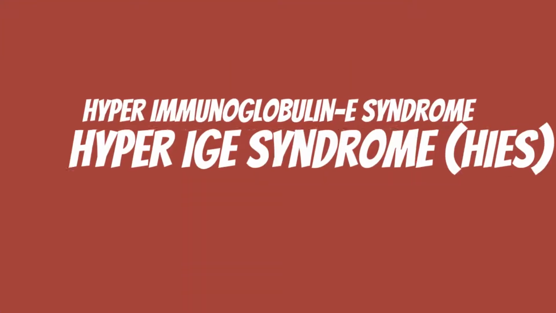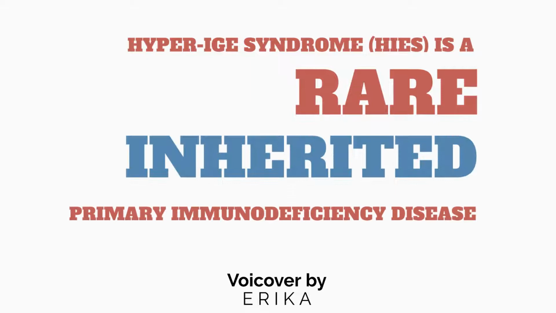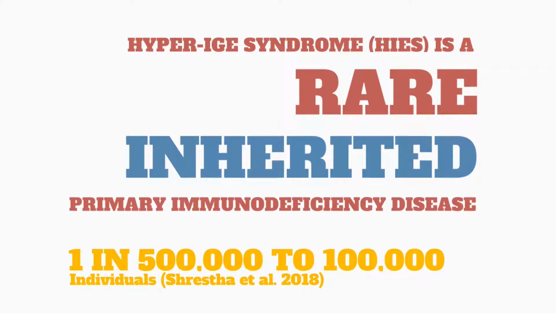Hello everyone, we are Group 8 and we are going to be talking about hyperimmunoglobulin E syndrome, HIES. Hyperimmunoglobulin E syndrome is a rare inherited primary immunodeficiency disease with an estimated incidence of 1 in 500,000 to 1 in 100,000 individuals.